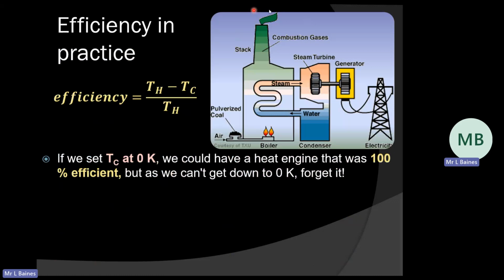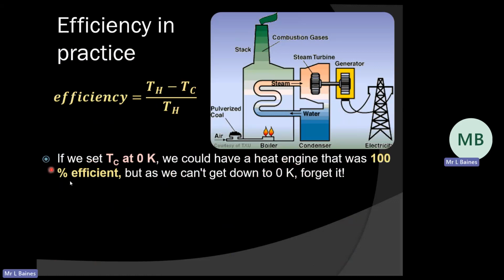Okay, if we're going back to this steam model that we came across earlier, the maximum efficiency is (TH - TC) / TH. Remember that all of these temperatures have to be in Kelvin. If you're still not confident with Kelvins, you need to go back and make sure that you are. Theoretically, if we set the cold sink at 0 Kelvin, absolute zero, then we could have a heat engine that was perfect. But that's completely unachievable.